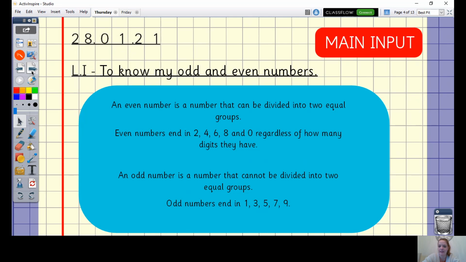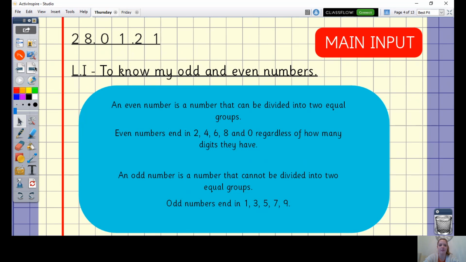Now, an odd number is a number that cannot be divided into 2 equal groups. So if I was to try and halve or to share an odd number into 2 groups, my groups would not be equal. So for example, the number 3, if I wanted to share into 2 equal groups, one group might have 2, one group would only have 1, so they wouldn't be equal. So odd numbers end in the digits 1, 3, 5, 7, or 9, again, regardless of how many digits the number has. So that's our basic knowledge of odd and even numbers.